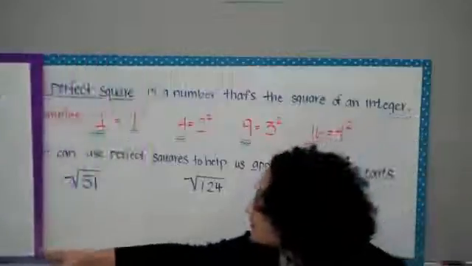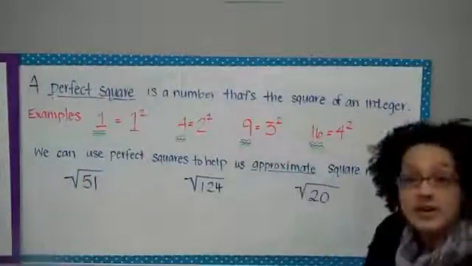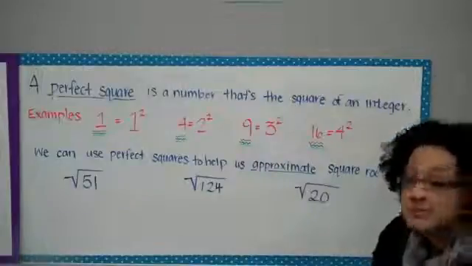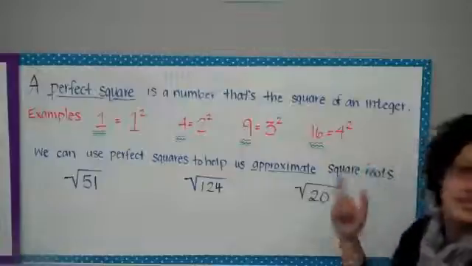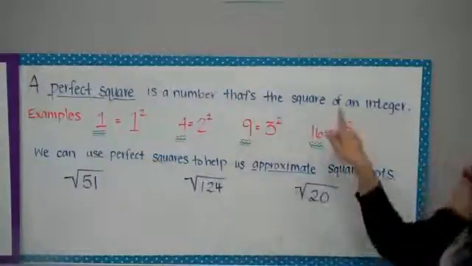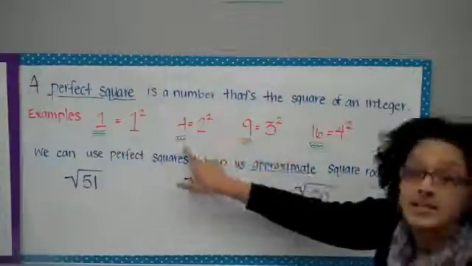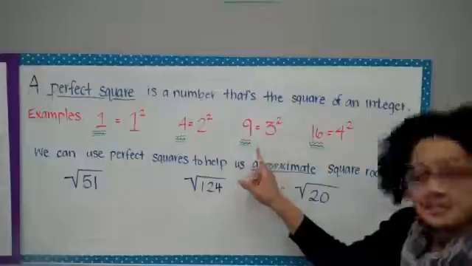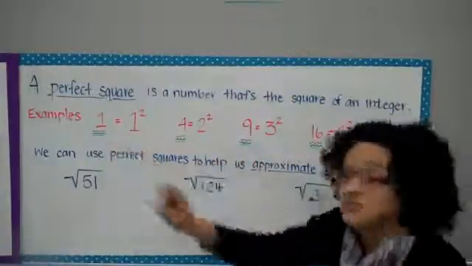All right, so a perfect square is a number that's the square of an integer. So some perfect squares are 1, 4, 9, 16, 25, 36, 49. 1 is a perfect square because it's the square of an integer. 1 squared is 1. 2 squared is 4. 3 squared is 9. 4 squared is 16. So these are my perfect squares.